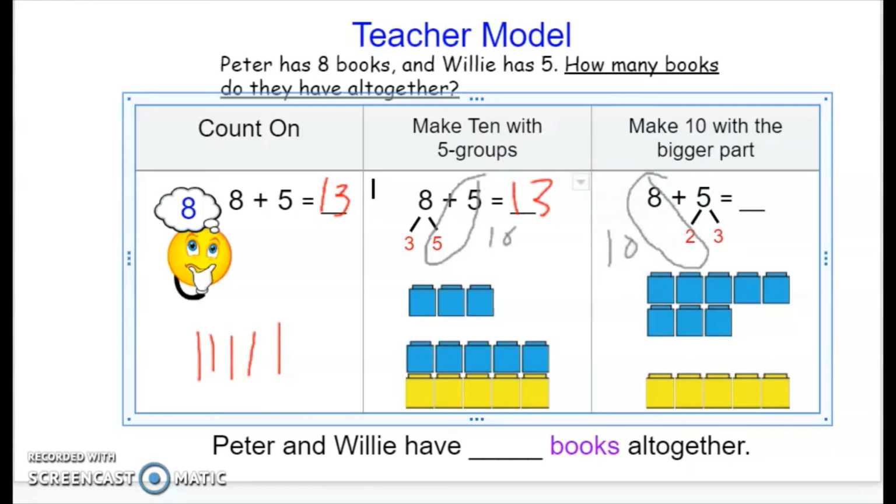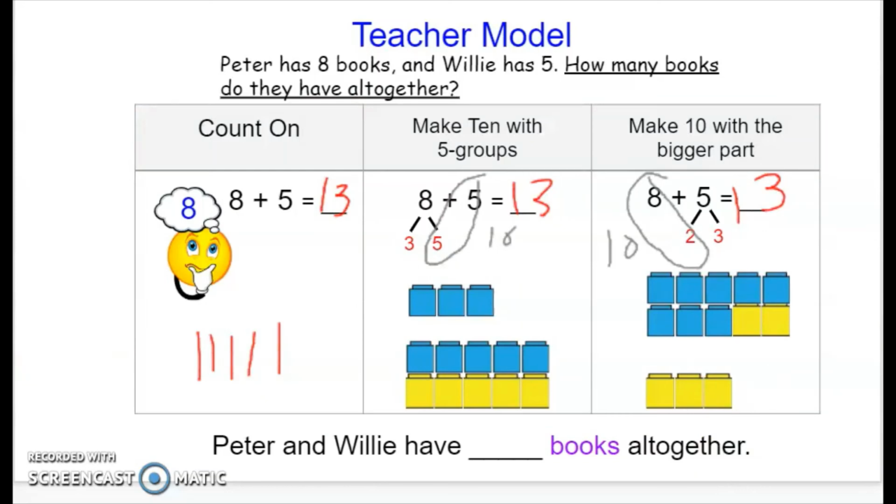So 8 and 2 I know make 10. So we have 10 in one pile. And then how many do we have in the other pile? 3. Great job, my friends. So that tells me that I'm also going to have a total or a whole of 13, because 10 is such a friendly number. Now, go ahead and put your eyes down into the linking cubes. I'm going to show you what I did differently this time to make 10 with the bigger part.